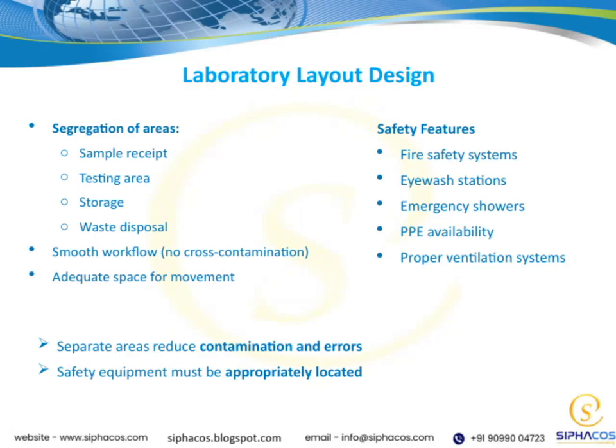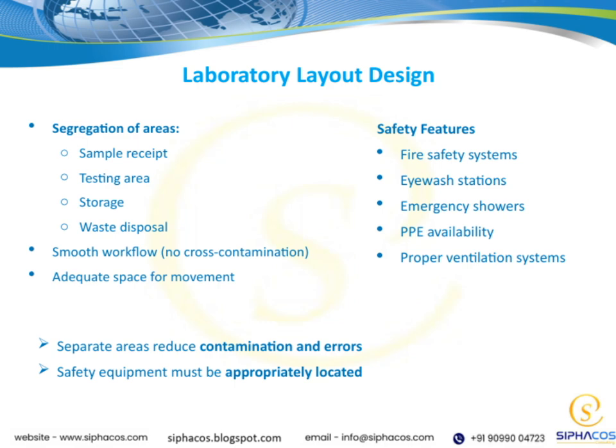Let's talk about how separating different areas in the lab can significantly reduce contamination and errors. When we clearly designate spaces for specific tasks, it helps prevent cross-contact between samples and minimizes mistakes. Safety equipment also needs to be properly located throughout the lab. Think about where eye wash stations, emergency showers, and PPE storage are placed. These should be easily accessible in case of an emergency.